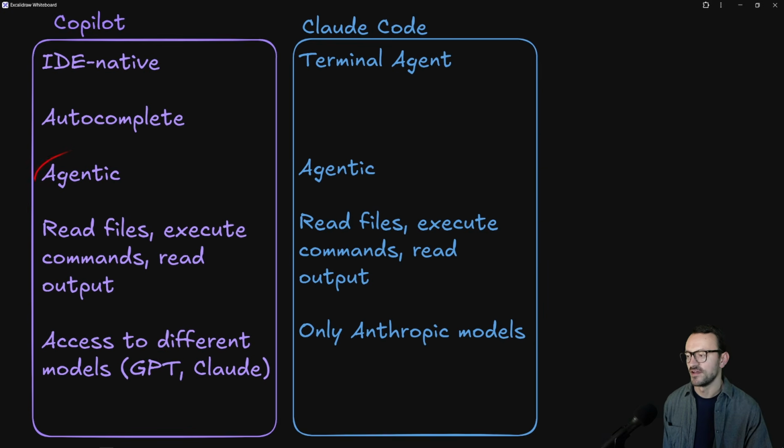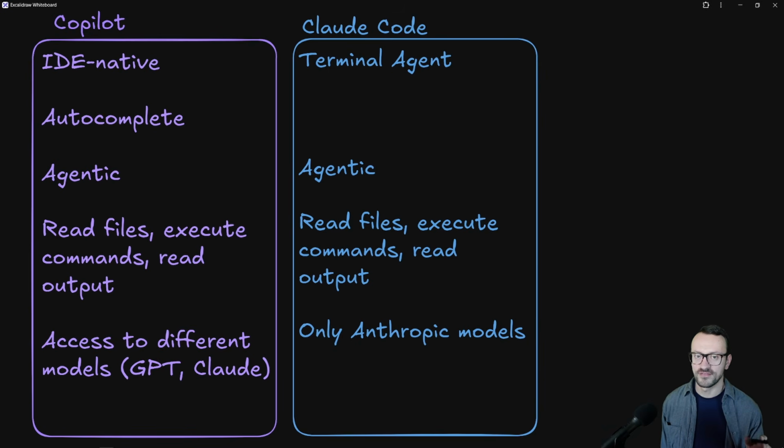Now, as time has gone on, we are also seeing agentic capabilities of Copilot as well, both within the IDEs, but also, as we saw, they've released a CLI as well to compete with competitors like Claude Code. In terms of context, they both are able to read files, execute commands, and read the output of those commands as well, all to improve or add more input to the context window.